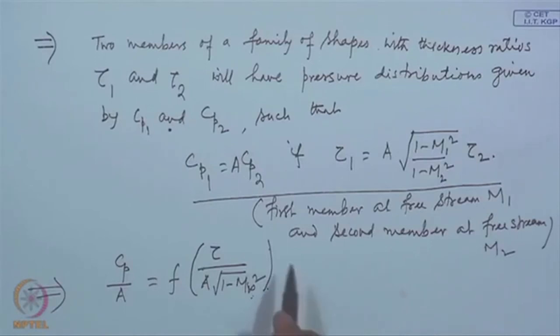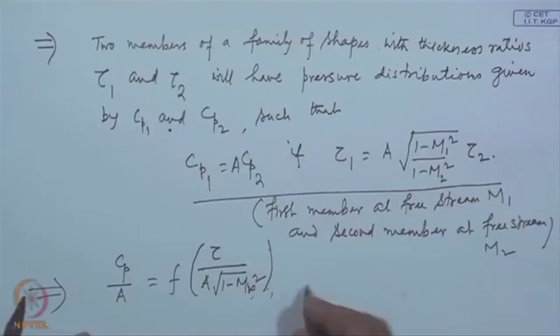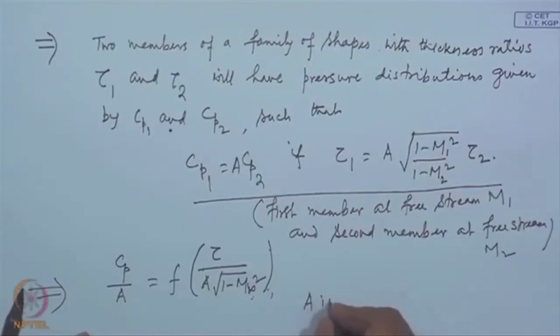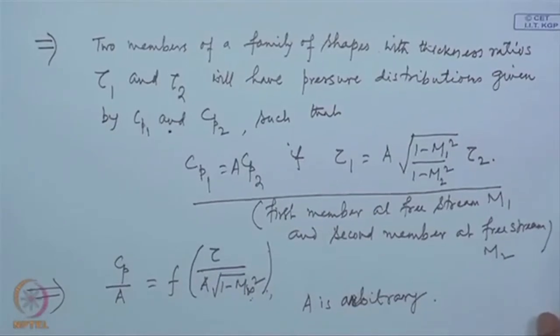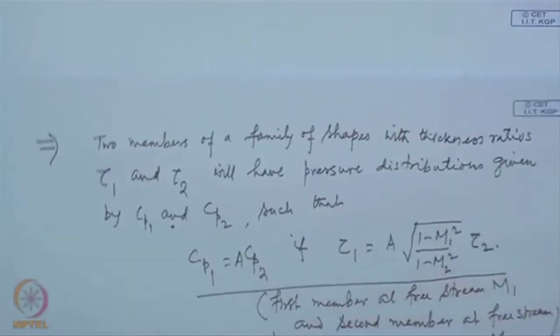Now, A, we have not been able to find A, or rather we have seen that A is arbitrary. Whatever the choice for A is, it is valid. So, A is arbitrary. We can choose anything for A and all the relationships remain valid.